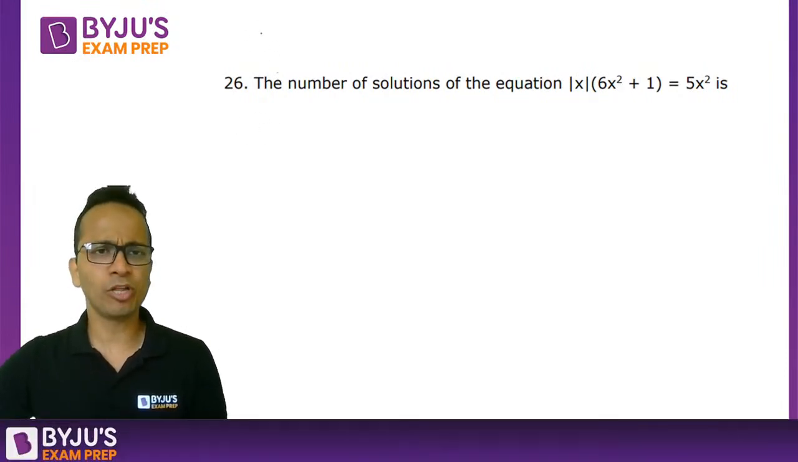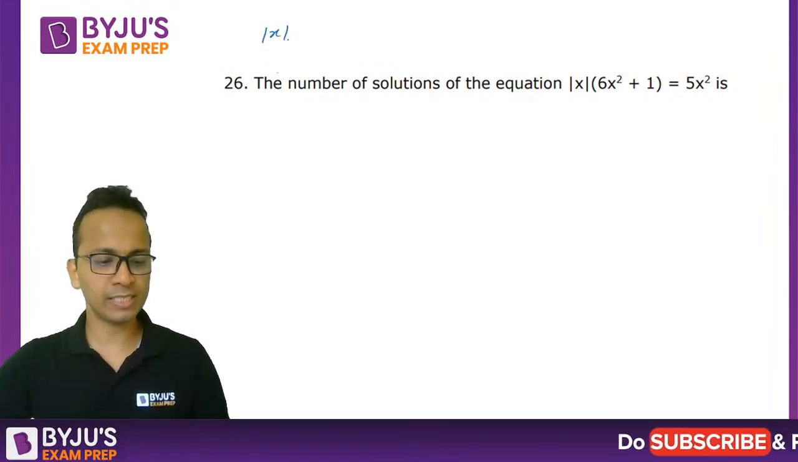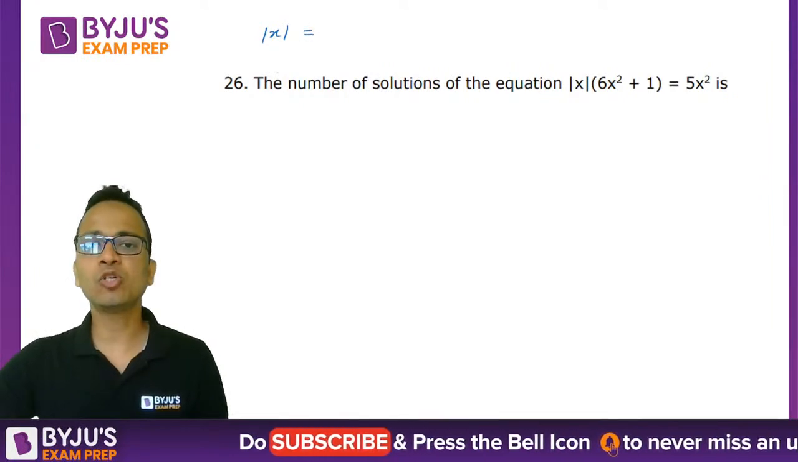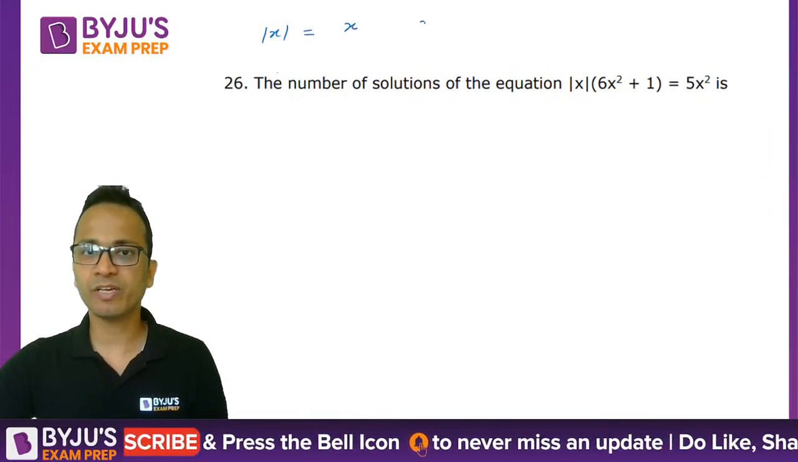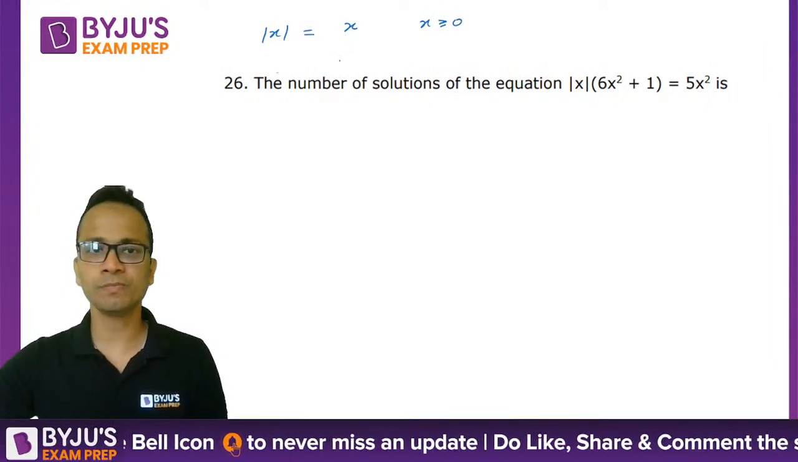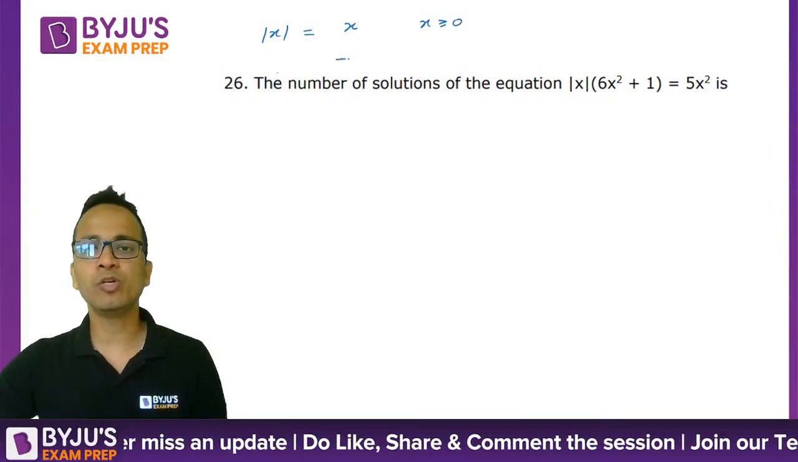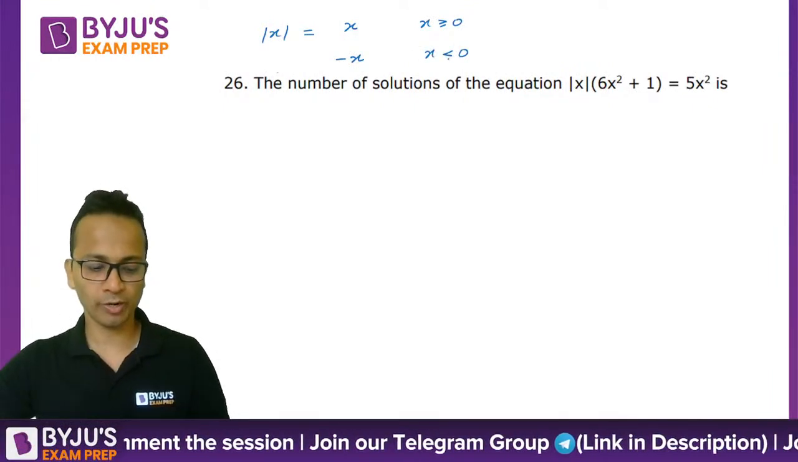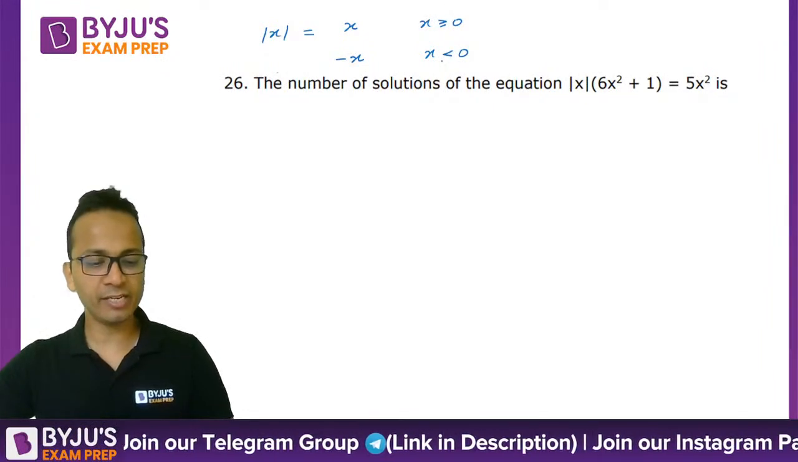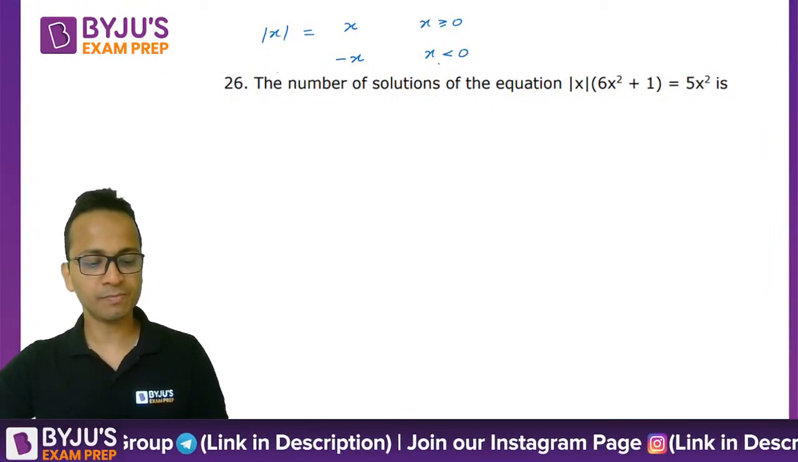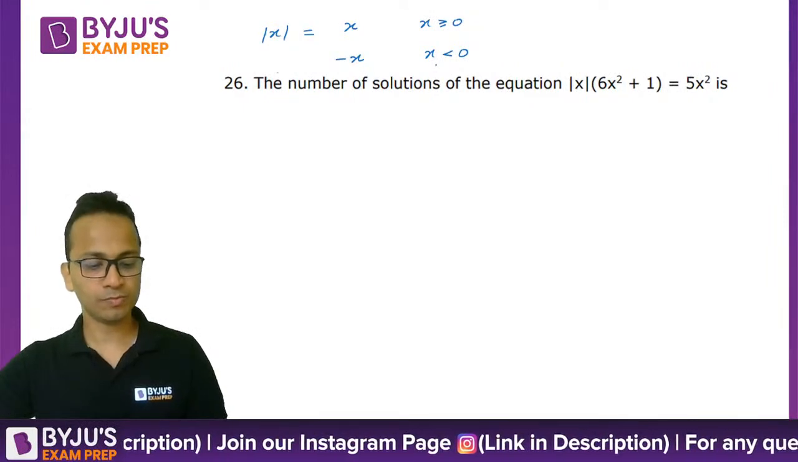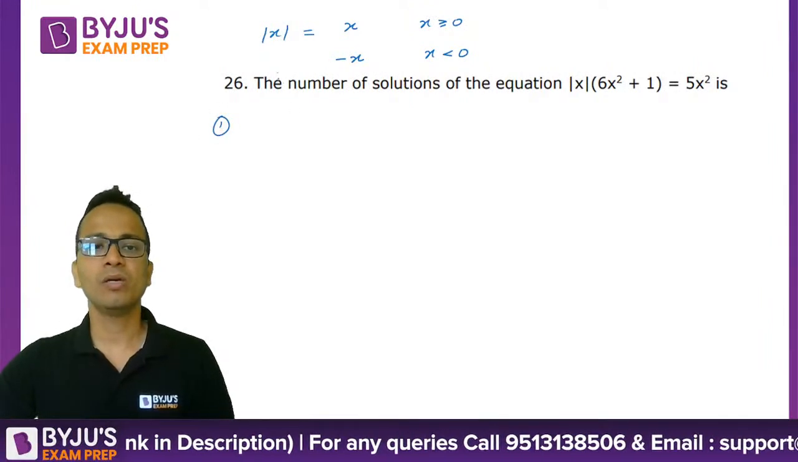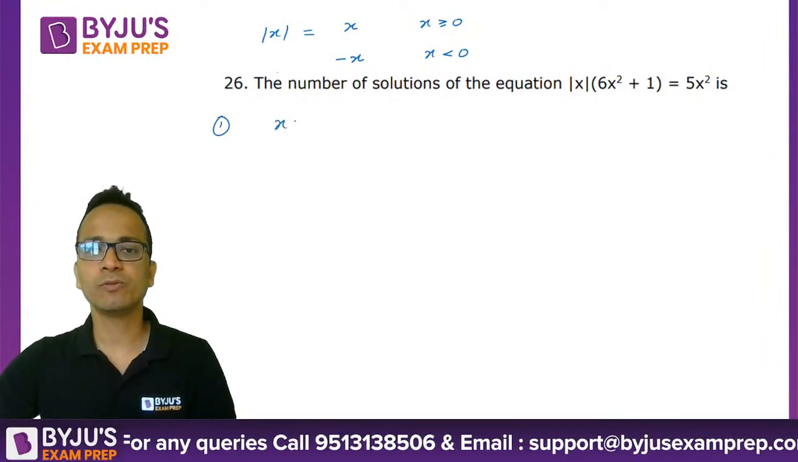Now let's define modulus x. The value of modulus x will be equal to x if x is greater than or equal to 0, and the value of modulus x will be equal to minus x when x is less than 0. Alright, so this is how we can define the modulus function. Okay, now if I take the first case, case number 1, when x is greater than or equal to 0.